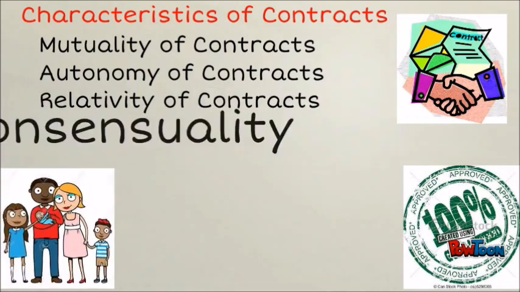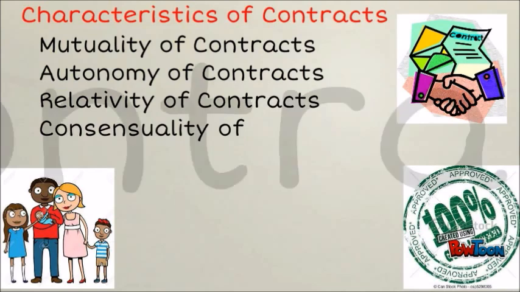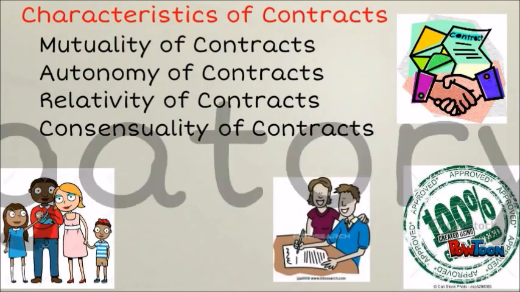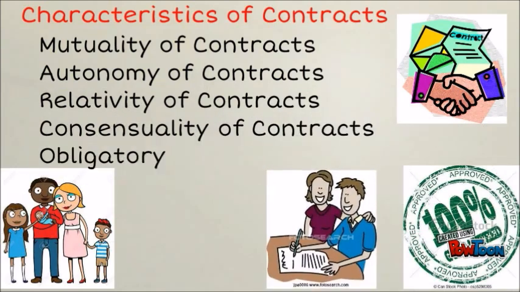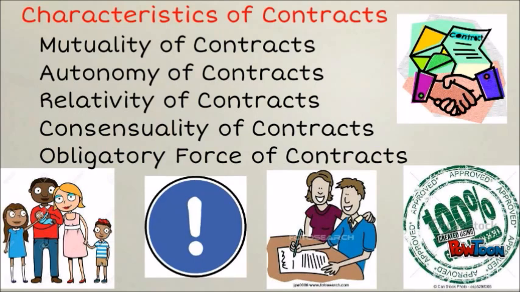Relativity of contracts. Contracts are binding only upon the parties and their successors in interest. Exception, stipulation in favor of a third person, as in a beneficiary of an insurance policy. Consensuality of contracts. Contracts are perfected by mere consent, and no form is prescribed by law for their validity. Exception, real contracts and contracts covered under the statute of frauds.